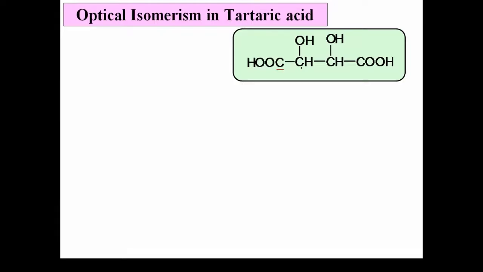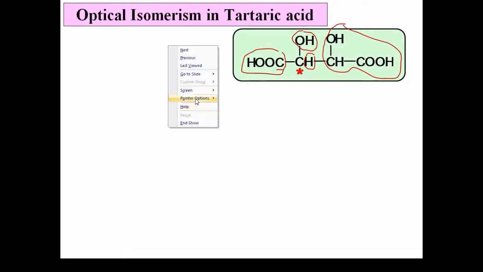What about the second one? That second, suppose I will make a star. That is attached to one COOH. Second is the OH. Third is the hydrogen. And fourth, that whole group. And therefore, that carbon is attached to four different atoms or groups, and therefore that carbon is chiral in nature.